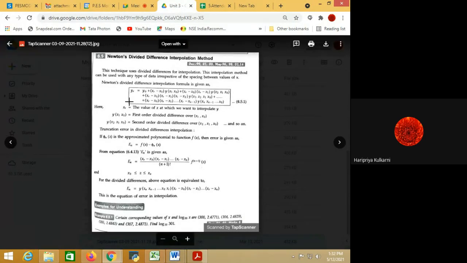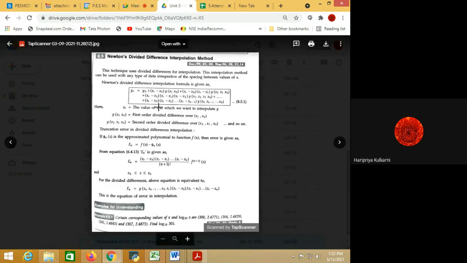Before going to the formula, understand that when the step size is different, I mean the difference between the two data points of the x coordinate is different, then we can go for divided difference. Up till now we have studied that for the same step size we can go for Newton's forward or Newton's backward interpolation method, but we go for divided difference interpolation when the step size is not the same.